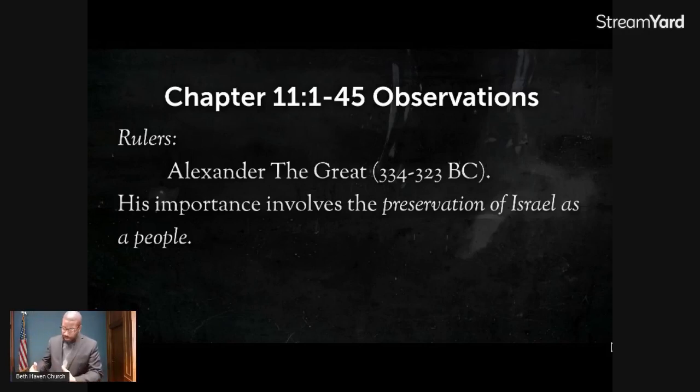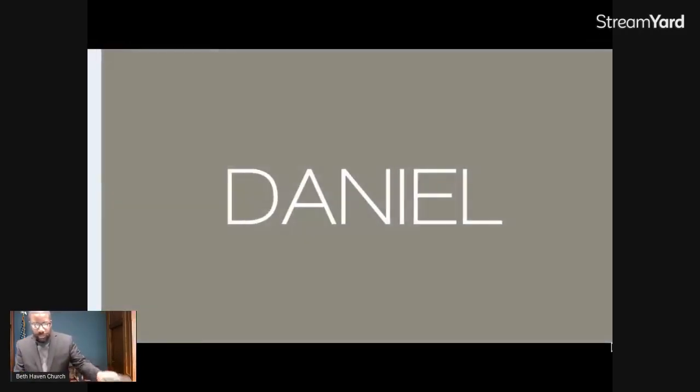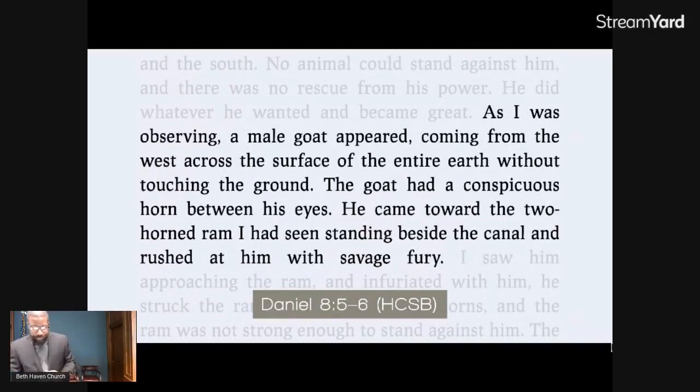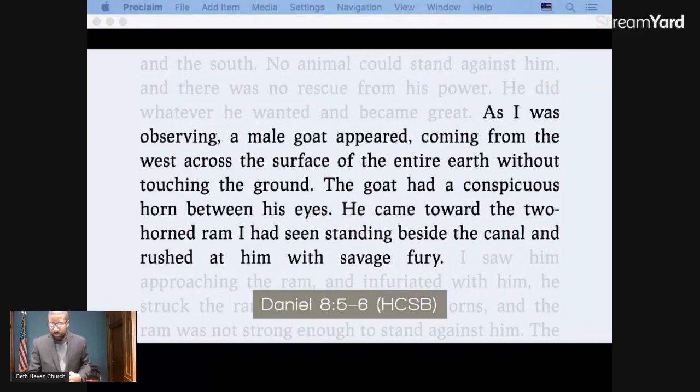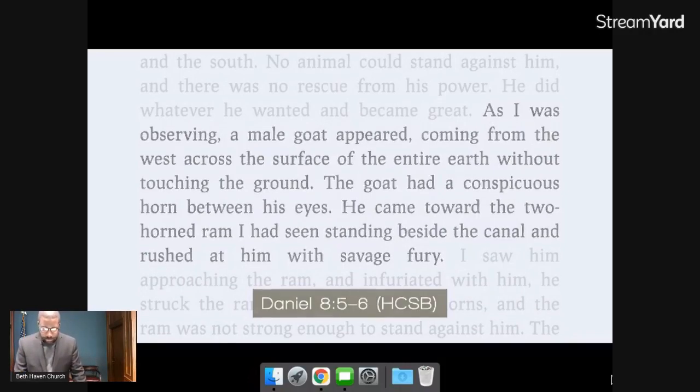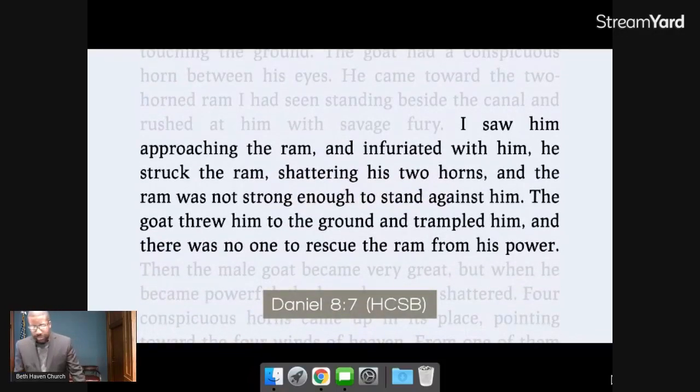We find his particular rule prophesied in Daniel chapter 8, verses 5 and following. As I was observing, a male goat appeared coming from the west across the surface of the entire earth without touching the ground. The goat had a conspicuous horn between his eyes. Again, Daniel's seeing a vision here. And he came to the two-horned ram, which I had seen standing behind the canal, and rushed at him with savage fury. A goat coming towards a ram.